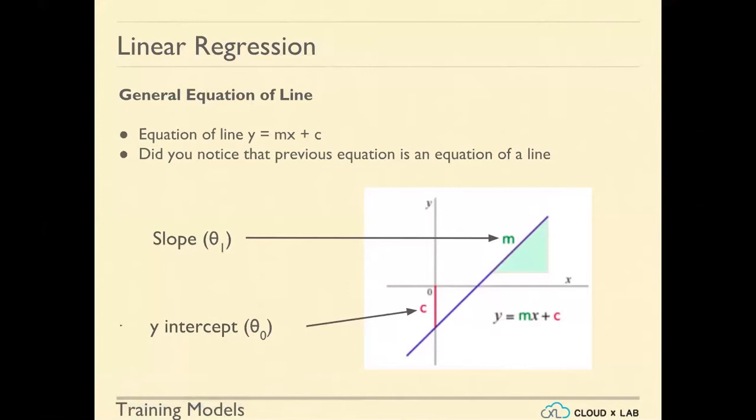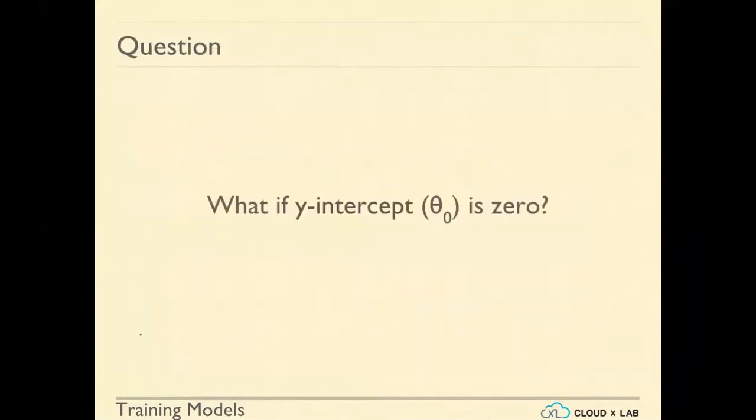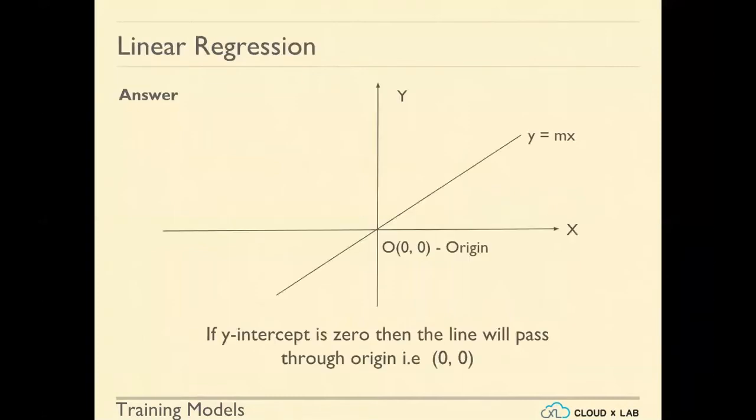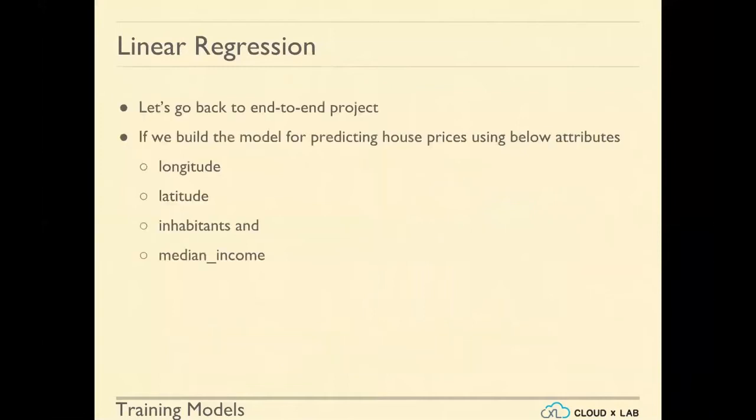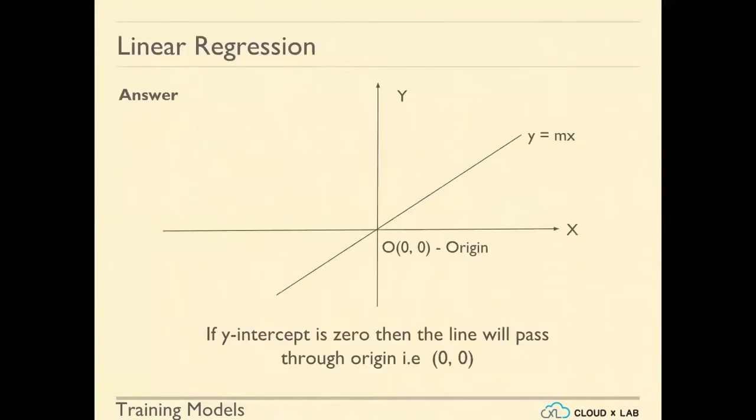But if we have many such values like x1, x2, x3, x4, x5, then we will not be able to represent it using a line. Instead, it will be a hyperplane, right? What if the y-intercept is 0? In case we force θ0 to be 0, then we'll only have lines going through the origin. Okay, so I hope this is clear. This is a common interview question. That's why I put it here.